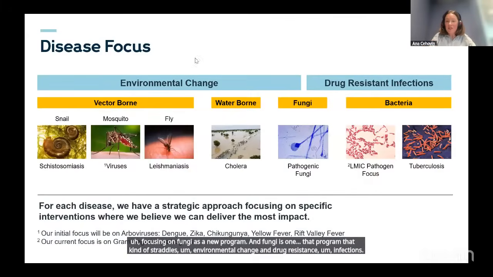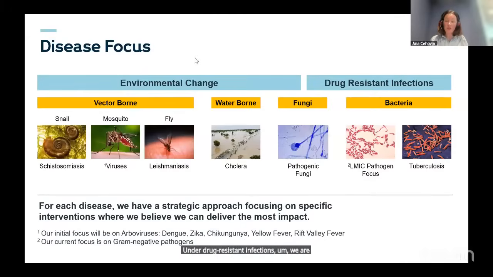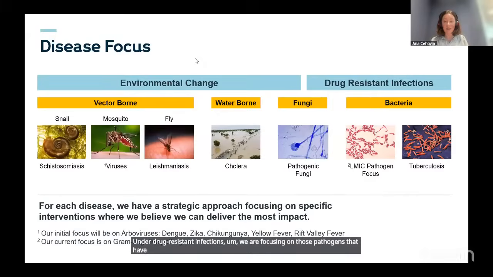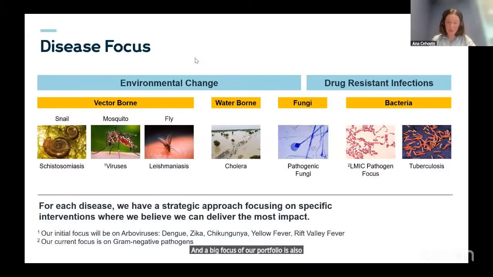Under drug-resistant infections, we are focusing on those pathogens that have the highest burden in LMICs, and a big focus of our portfolio is also tuberculosis.